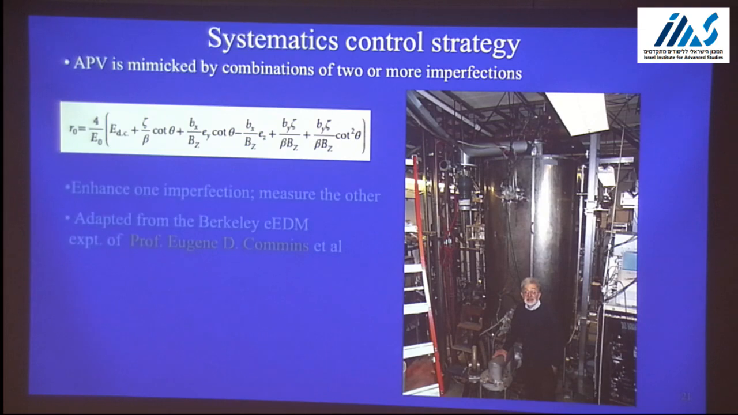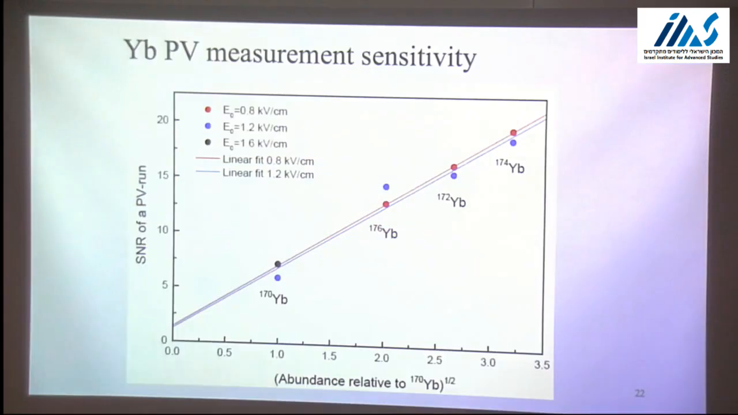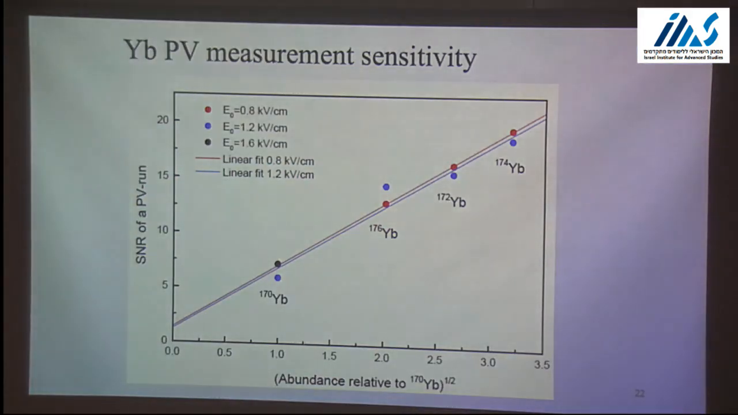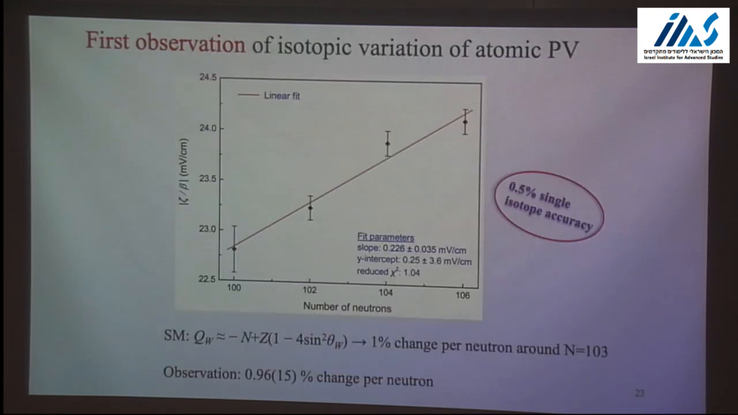Anyway, let me not bore you with the systematics any further, but just to show, this is the same information that I showed you about the signal to noise for different isotopes, and here we have square root of abundance. So if you are shot noise limited, this should be a linear dependence, and indeed it is. And now this boring looking plot is actually the money plot. This is the money plot.